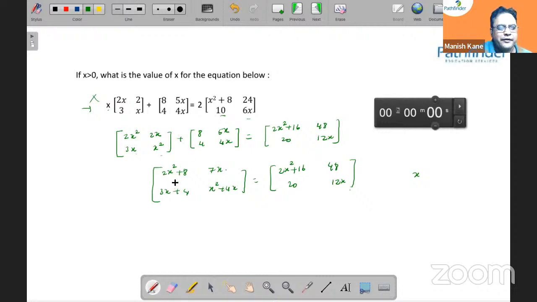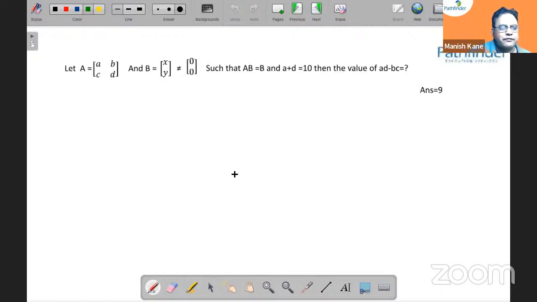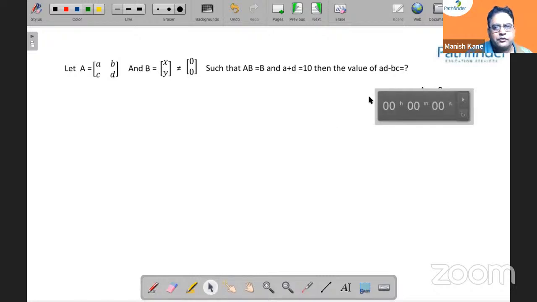It's anyways an elementary question. All you had to do is just equate the corresponding terms. I think there was something wrong in the question. Let us try this question. This is an interesting question. And this is a beautiful question also.